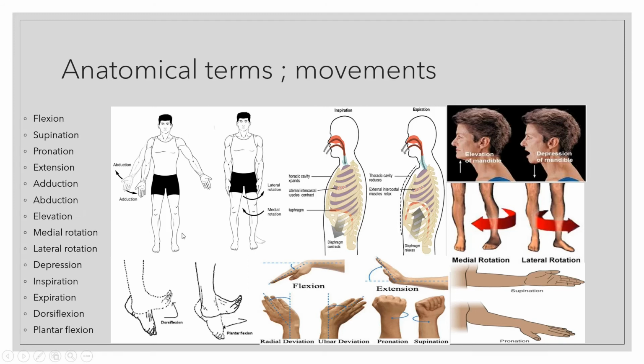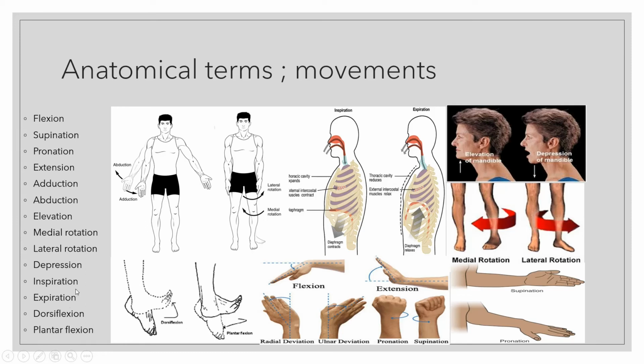Elevation is basically elevating your arm, or elevating, for example, over here, this lady over here, she's moving. Mandible means your jaw, so it's in a normal position. Depression of mandible, she's literally opening up her jaw wide, like she's shocked. So this is depression of mandible.